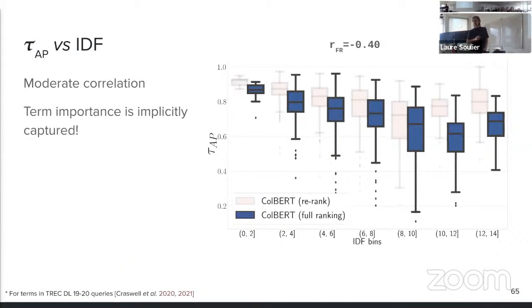We compute this measure for all terms in the TREC 19/20 queries, and we plot it against a standard measure of term importance, which is IDF. On the plot here, we bin the X values just for clarity. What we observe is a slight negative correlation between the two measures, which tends to indicate that ColBERT implicitly captures a notion of term importance.